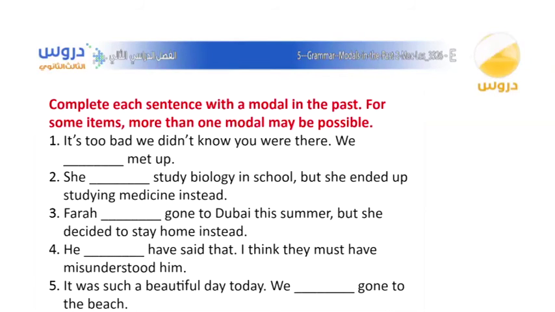5. It was such a beautiful day today. We planned gone to the beach. We should have gone, yes. What else? Should have is a possibility here. Or we can also use could have. That's excellent. We should have gone. We could have gone. Yeah, both answers are accepted.